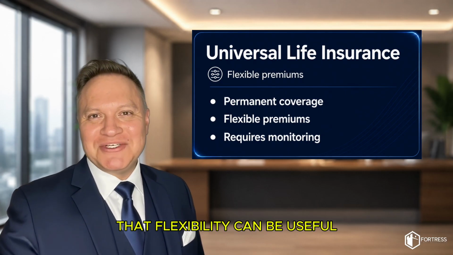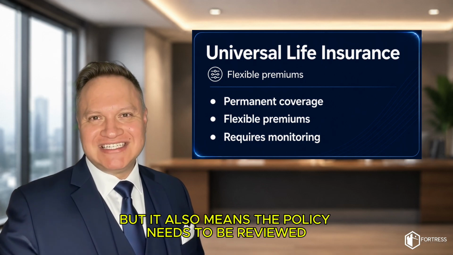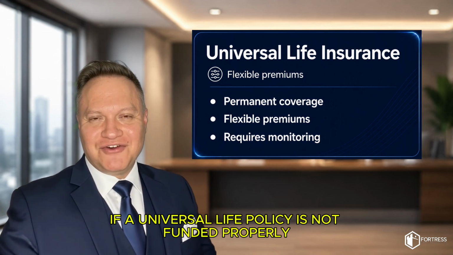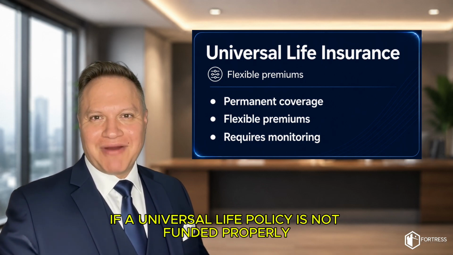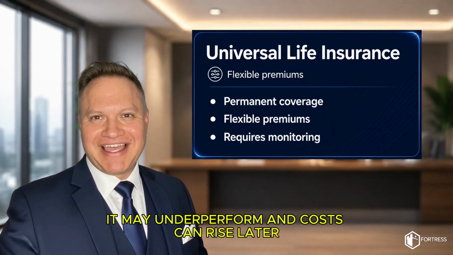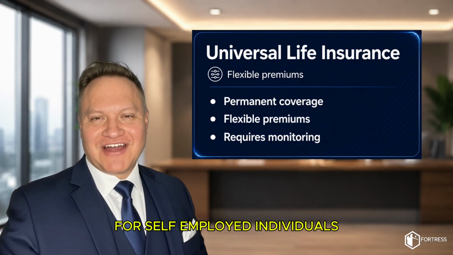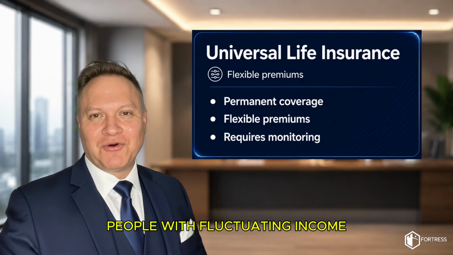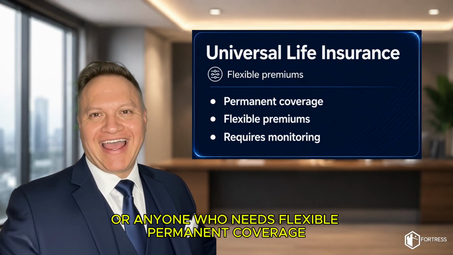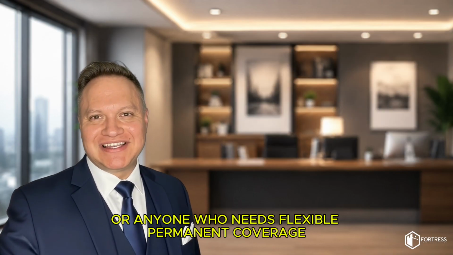That flexibility can be useful, but it also means the policy needs to be reviewed and monitored. If a universal life policy is not funded properly, it may underperform and costs can rise later. Universal life can work well for self-employed individuals, people with fluctuating income, or anyone who needs flexible permanent coverage.